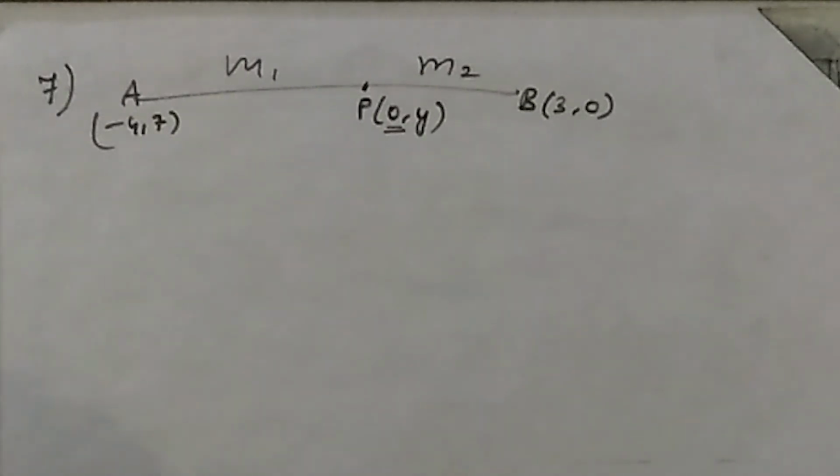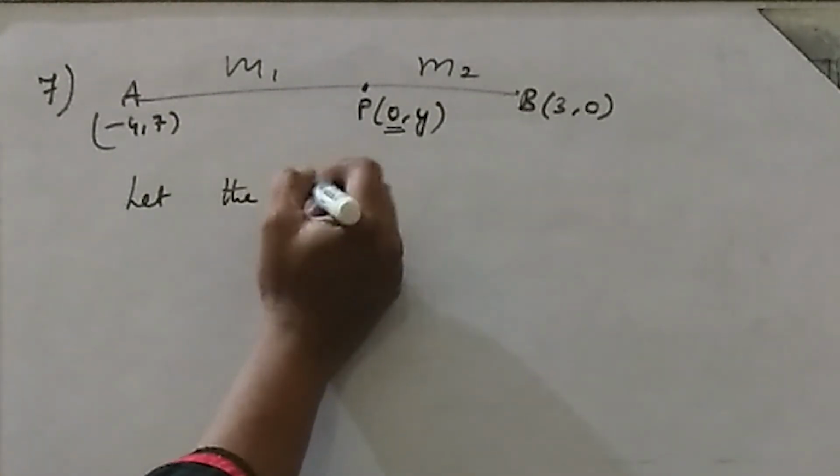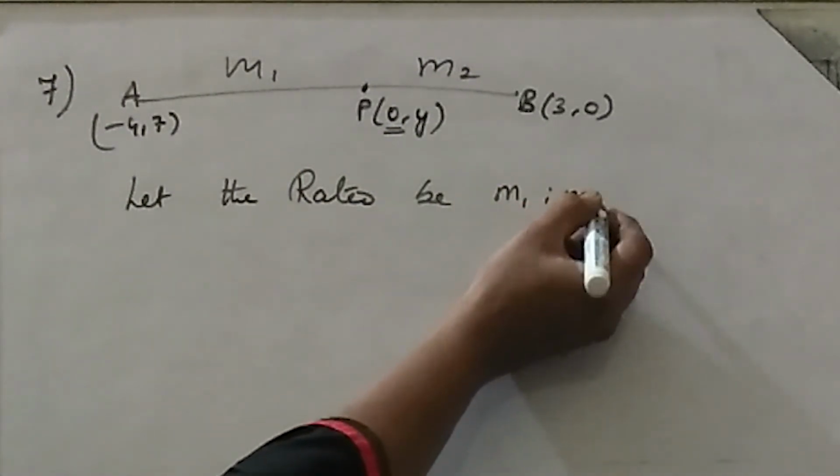Seventh question of the exercise. Find the ratio in which the join of (-4, 7) and (3, 0) is divided by the y-axis. Also find the coordinates of the point of intersection. So let the ratio be m1 ratio m2.